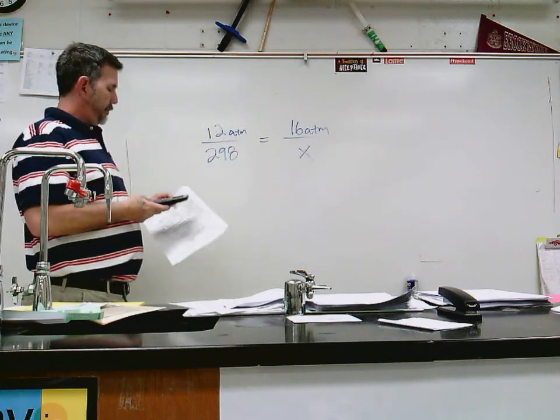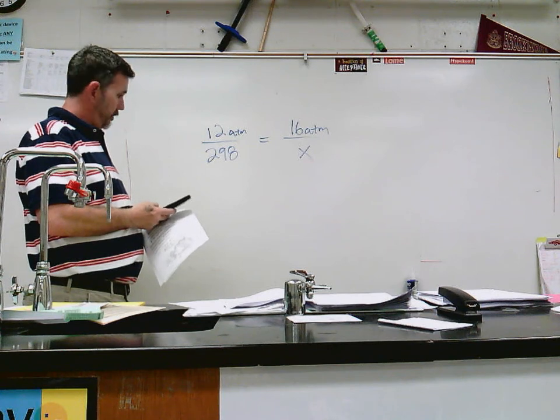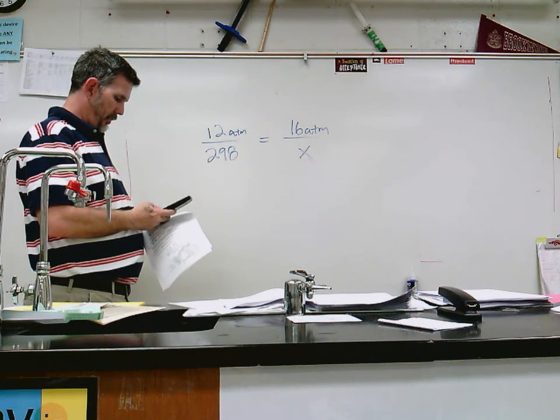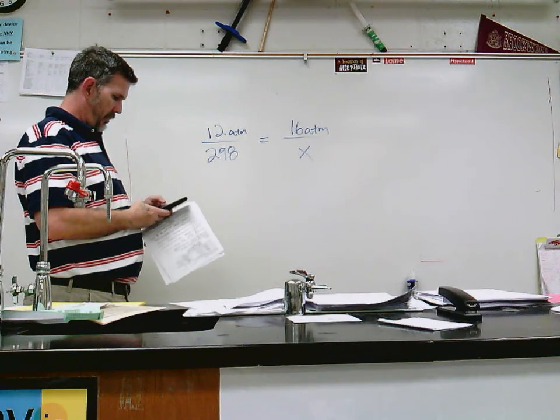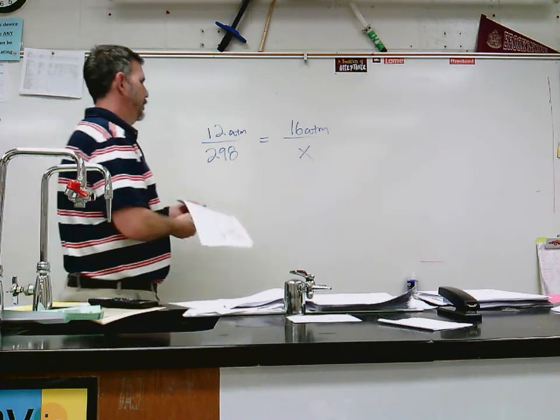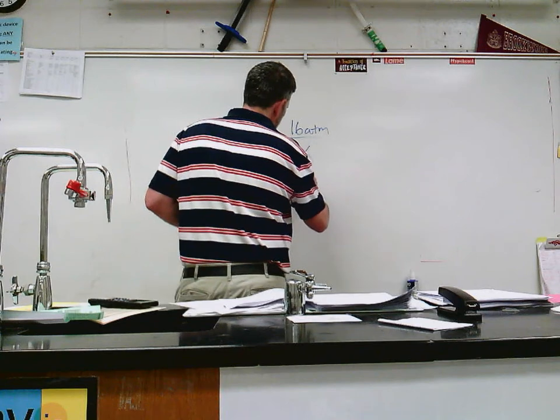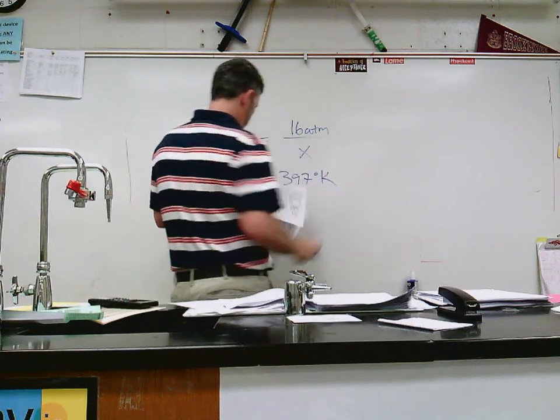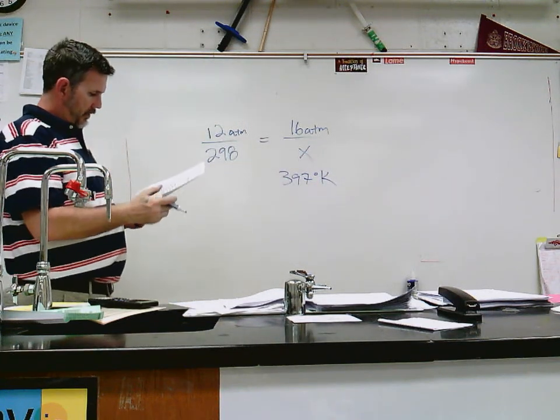Okay. So, divided by 12. There. 16 divided by second answer, enter. Looks like I have 397 degrees Kelvin. Am I correct? Yes, I am.